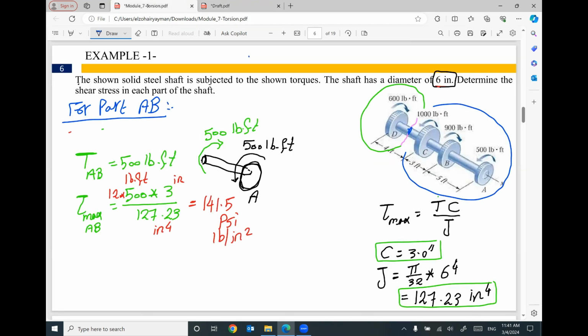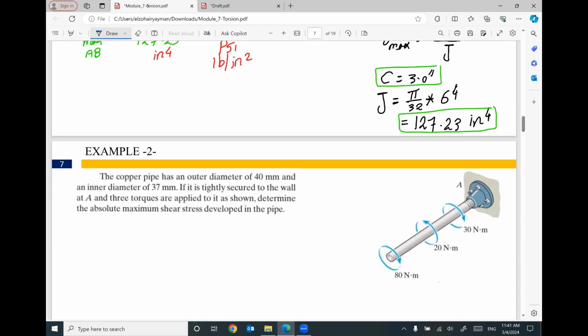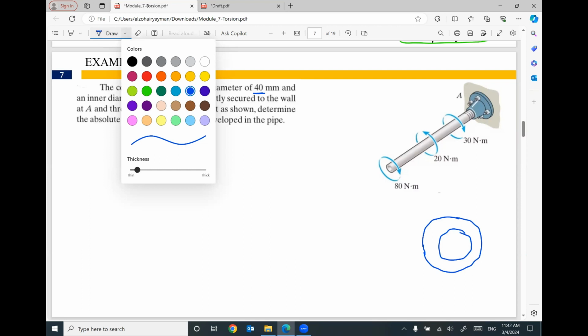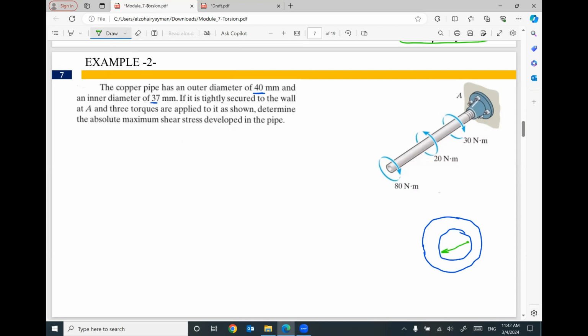So this is how to figure out the shear stress in different parts of a shaft. We have one more example. This example has a hollow pipe with outer diameter 40 millimeter and inner diameter 37. So the cross section looks like a hollow circle with inner diameter 37 and outer diameter 40 millimeter.